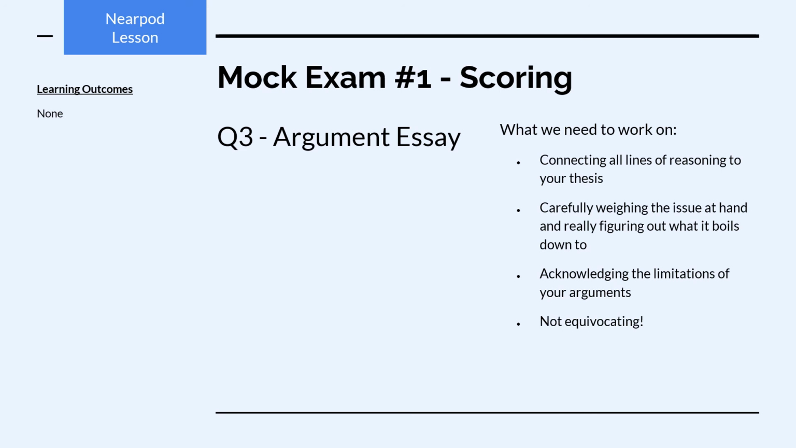Next, another really big one, we need to keep working on carefully weighing the issue at hand and really figuring out what it all boils down to. I wasn't joking before. A lot of essays didn't really mention college orientation that much. They just started talking about cell phones and the effects of cell phones. But really, the point here is trying to figure out whether, at college orientation, permitting the freshmen to have cell phones or not have cell phones is more beneficial or less beneficial to achieving the goal of college orientation, right?